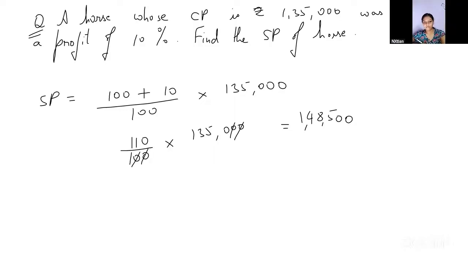Understood. Ma'am, yes, Abraham. I have a question, ma'am. Why does the number become 148,500? Oh, wait, ma'am. 1 lakh. Oh, ma'am, I got it. You got it? Okay.